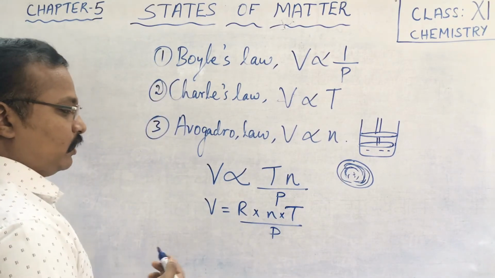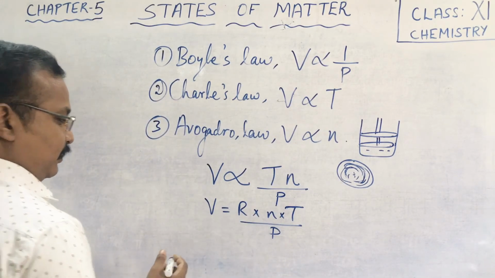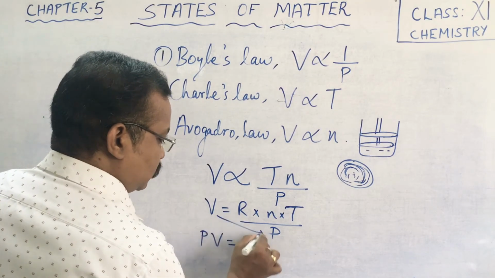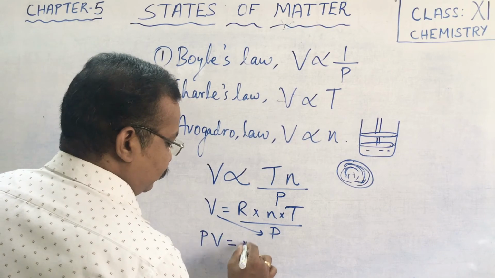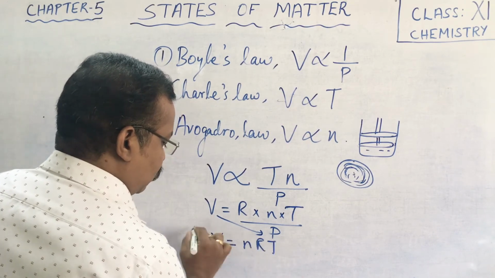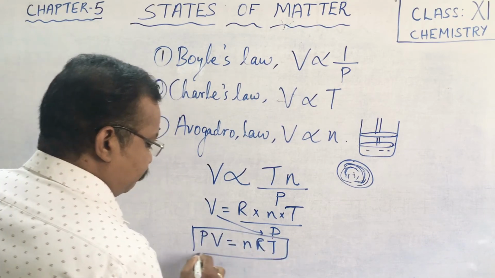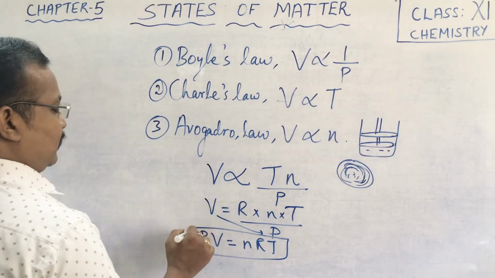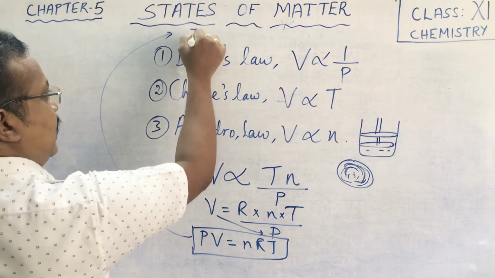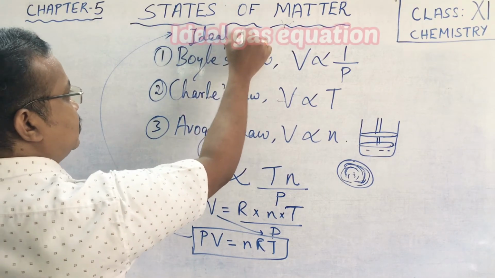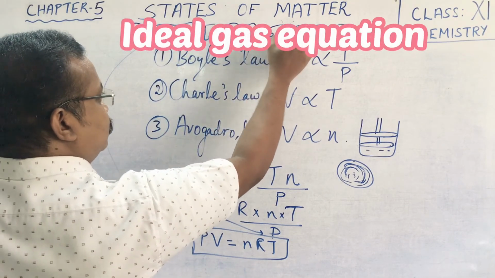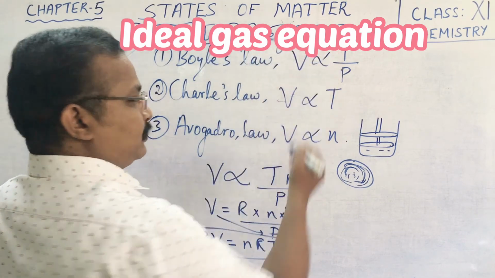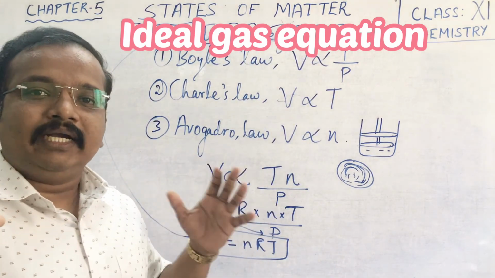Or if you rearrange this, after cross multiplication, you can write PV is equal to nRT. On rearranging we get PV is equal to nRT. Children, this we can call the ideal gas equation. So today we are discussing the ideal gas equation, or combined gas law.